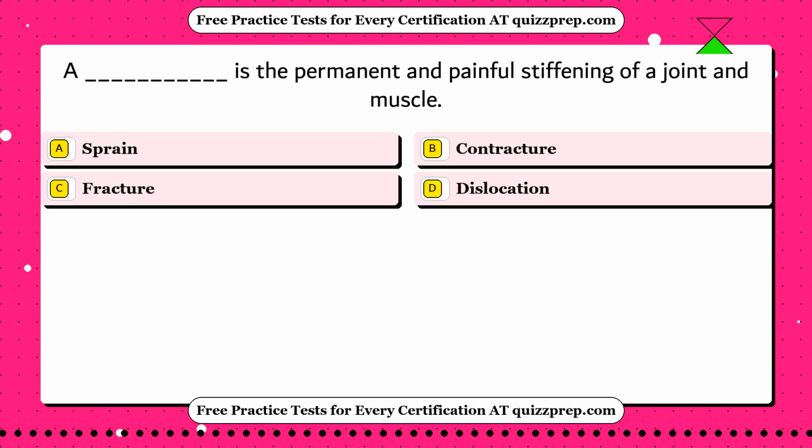Question 84. A blank is the permanent and painful stiffening of a joint and muscle. Option A, sprain. Option B, contracture. Option C, fracture. Option D, dislocation.